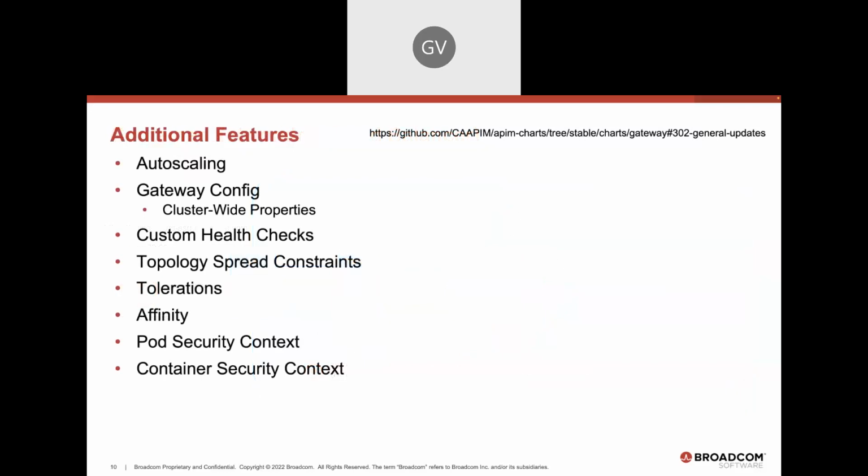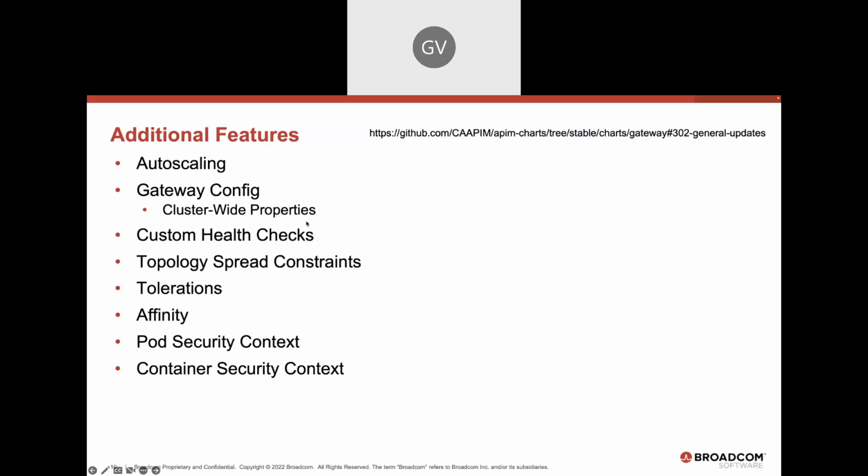I've included a link here on the top right to some general updates that we had with 3.0.2. This covers most of those. It also covers updates from 3.0.0. But as I mentioned, there's a lot of stuff that Kubernetes gives us for free, like autoscaling. So we have autoscaling configuration that you can use. We'll be making use of that today in our demo.